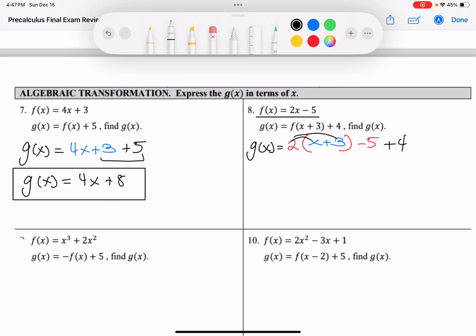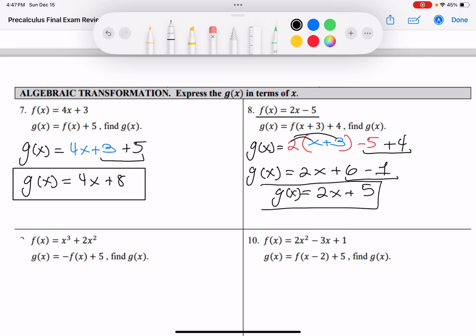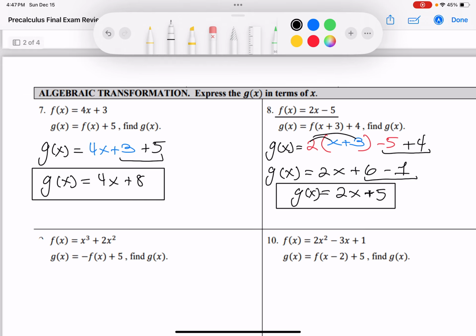Then we can distribute. So g of x equals 2x plus 6. Well, negative 5 minus 4, that's negative 1. And then 6 minus 1 is 5. And there you go. You know, baby steps. Baby steps.